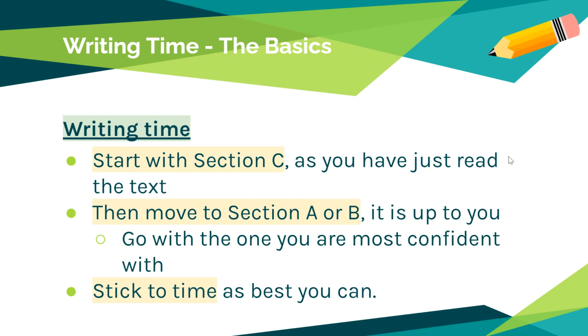Writing time, the basics. There's no formula, again, for how to approach writing time, but you've got 3 hours. Logically, you should begin with Section C, given you've just read the text that you have to analyze and write on for Section C. Then you want to move on to Section A, which is the Station 11 text response essay, or Section B, the comparative essay. It's up to you which one you go with. I would suggest the second essay that you write should be the one that you're most confident with. You want to make sure you stick to time as best that you can: no more than 1 hour per essay.